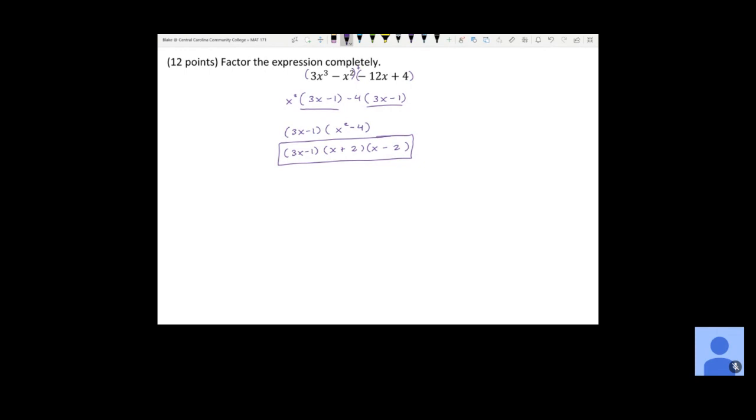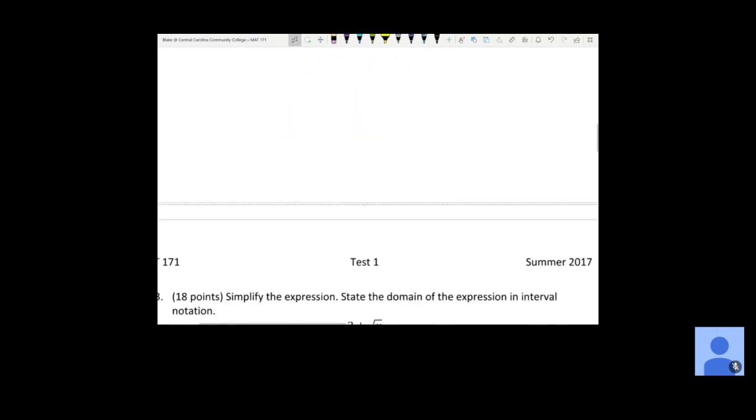Absolutely, Ruby. So yeah, the order of these factors does not matter, right? So if you do x plus 2, x minus 2, 3x minus 1, that's exactly the same thing because multiplication is commutative, right? You can move those factors around if you want to. Any other questions there? All right.